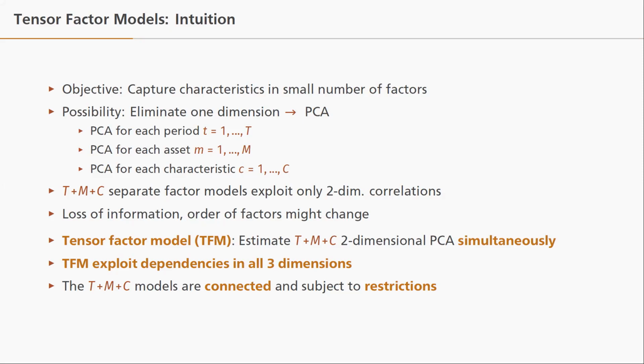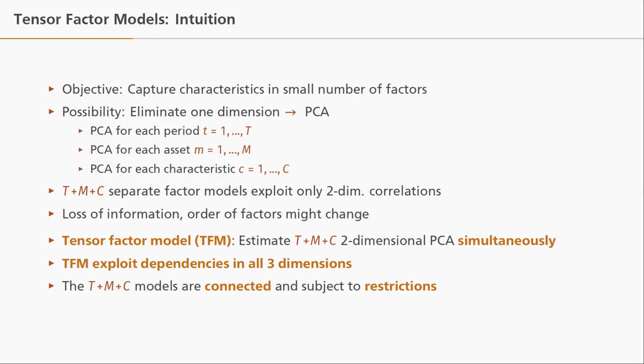So we have T plus M plus C factor models, but each only exploits two dimensions, right? If you do it by time, you lose all time information because you do it time by time. If you do it asset by asset, you lose information because obviously there's correlation across assets. So none of this seems very sensible, and you certainly lose information. Another issue is that the order of factors might change. For example, if there's a book to market and a size factor, for some assets the size factor might be second and the book to market might be third, and for others it's flipped. So this can be inconsistent as well.